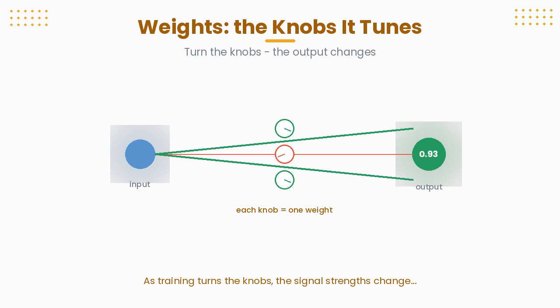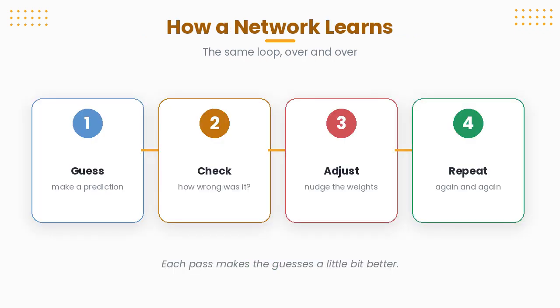The secret is the weights. Every connection is like a little knob. Turn them one way and signals strengthen, the other way and they fade. Learning just means finding the right setting for every knob. So how does it find them? Through a simple loop repeated over and over.